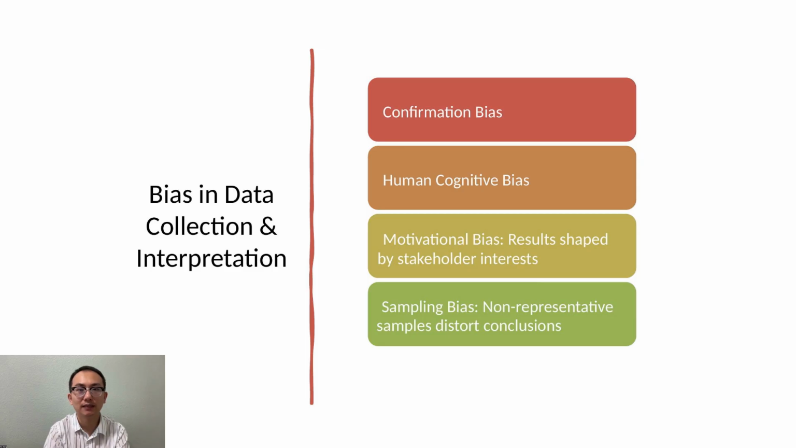Bias is anything that skews or distorts the truth in your data. It can show up in how data is collected, analyzed, or even presented, and it often happens without us realizing it. There are 4 major types: confirmation bias, cognitive bias, motivational bias, and sampling bias. Let's walk through each one.